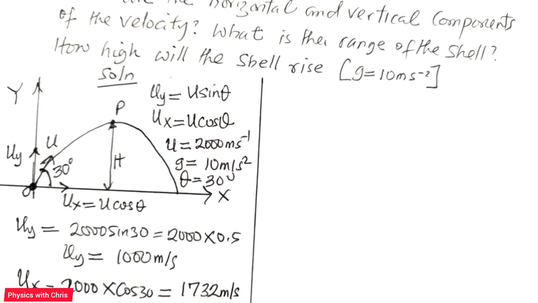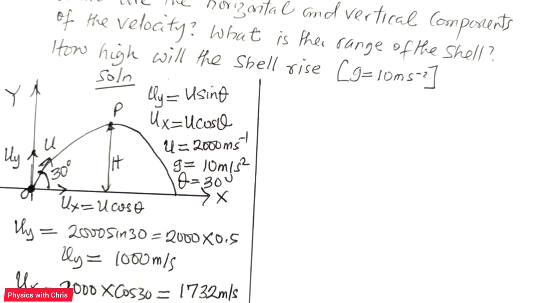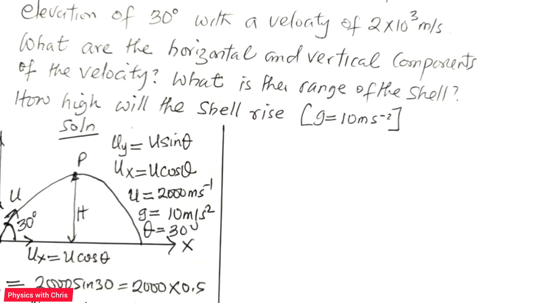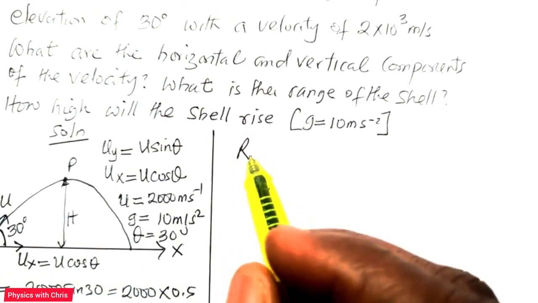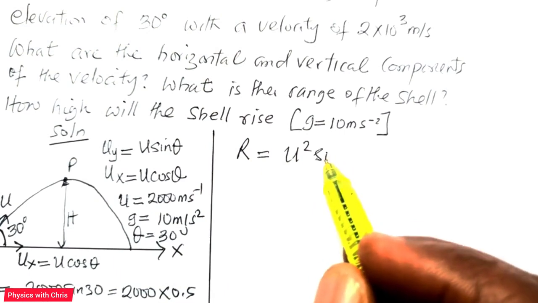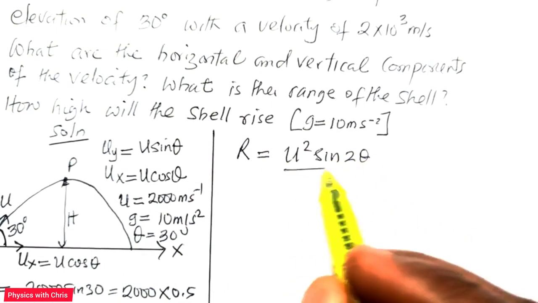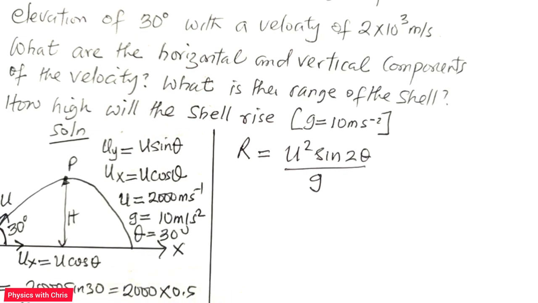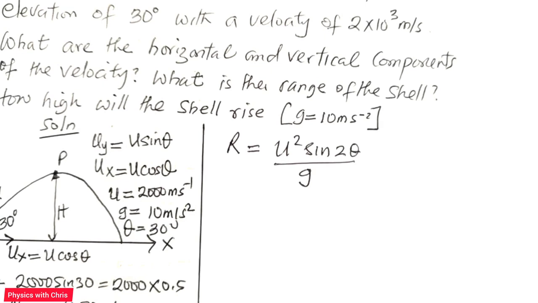Now the next question says to find the range of the projectile. What is the range of the shell? Recall the equation for range: R equals u squared sin 2 theta divided by g. If you are watching this video for the first time, I'll refer you to the last video on deriving equations for projectiles. Watch that video and you will see the way I derived all these equations, and then try to know them.